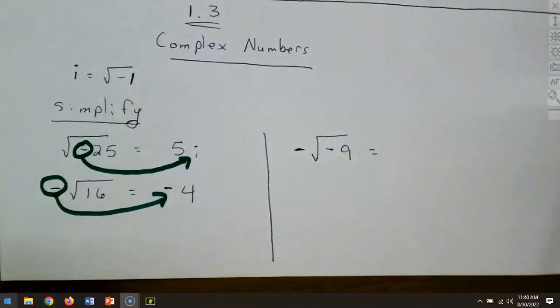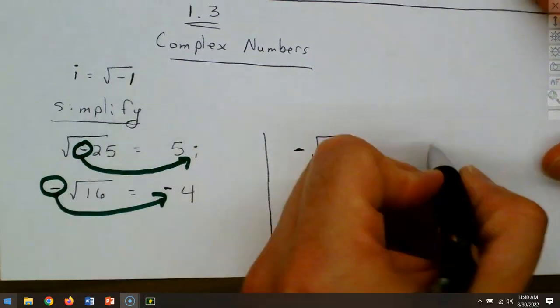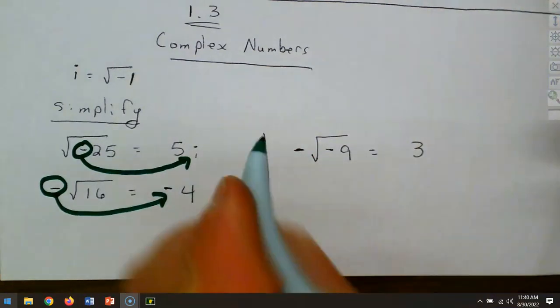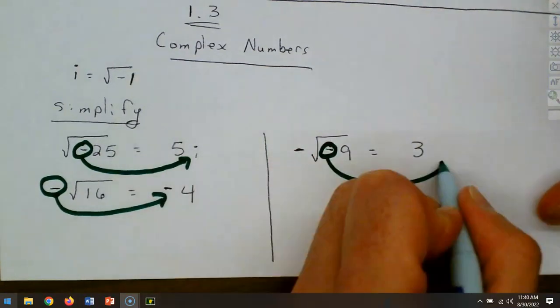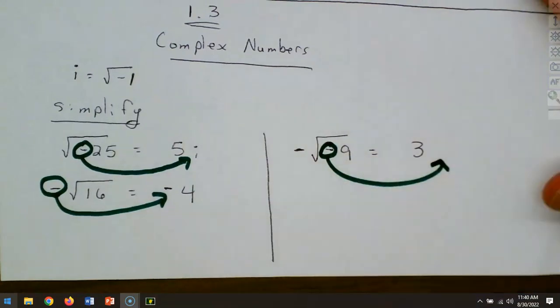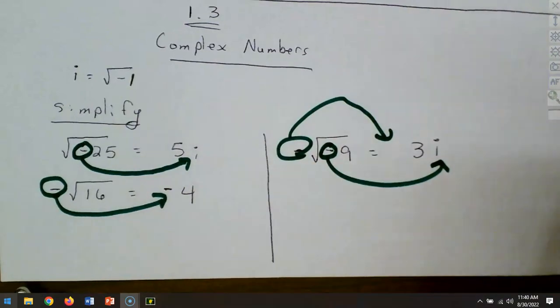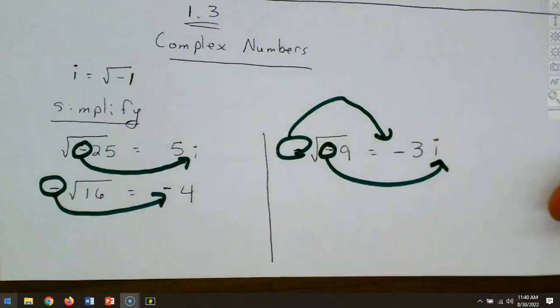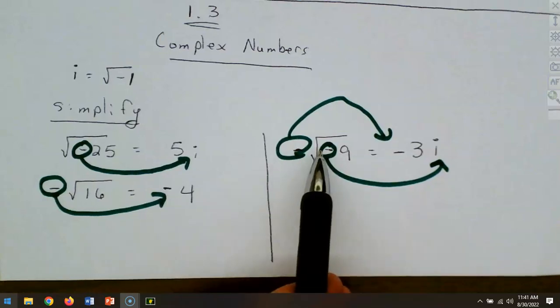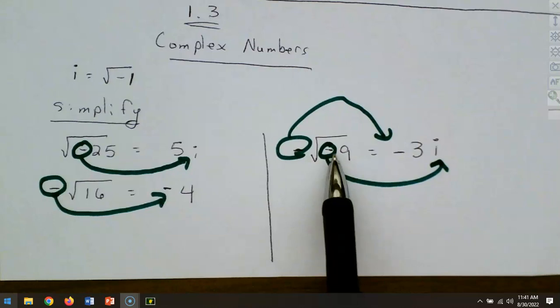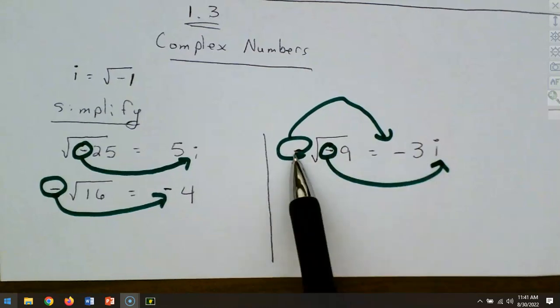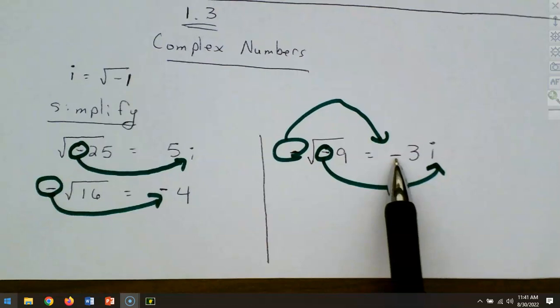So what's the square root of 9? Square root of 9 is 3. This negative here is going to come out as an I. And then the negative in front stays in front and keeps it negative. So that would come out as a minus 3i. Do not cancel those out. You do them independently. Do the square root first. There's that piece. And then the negative, if there's one out front, it just comes along with it.